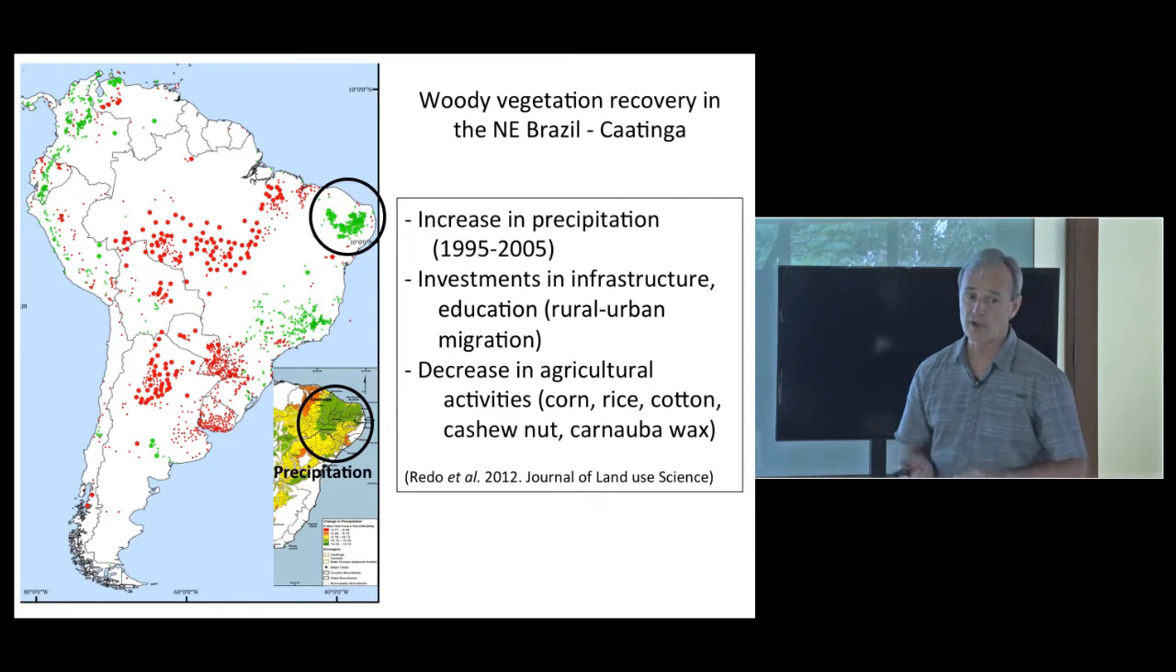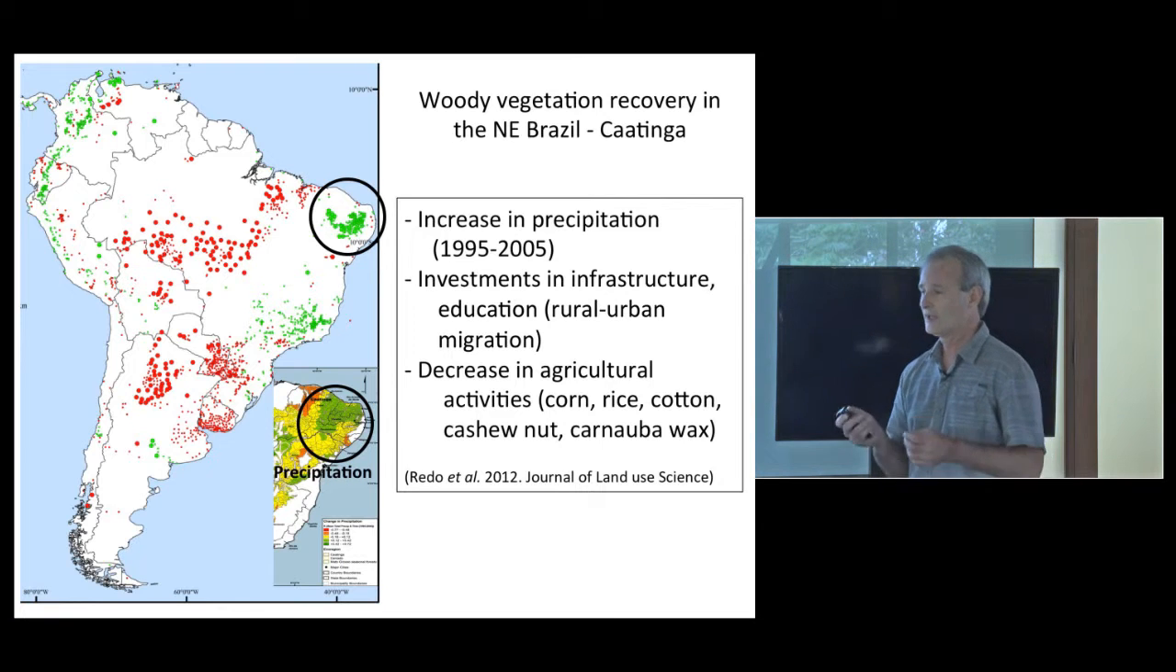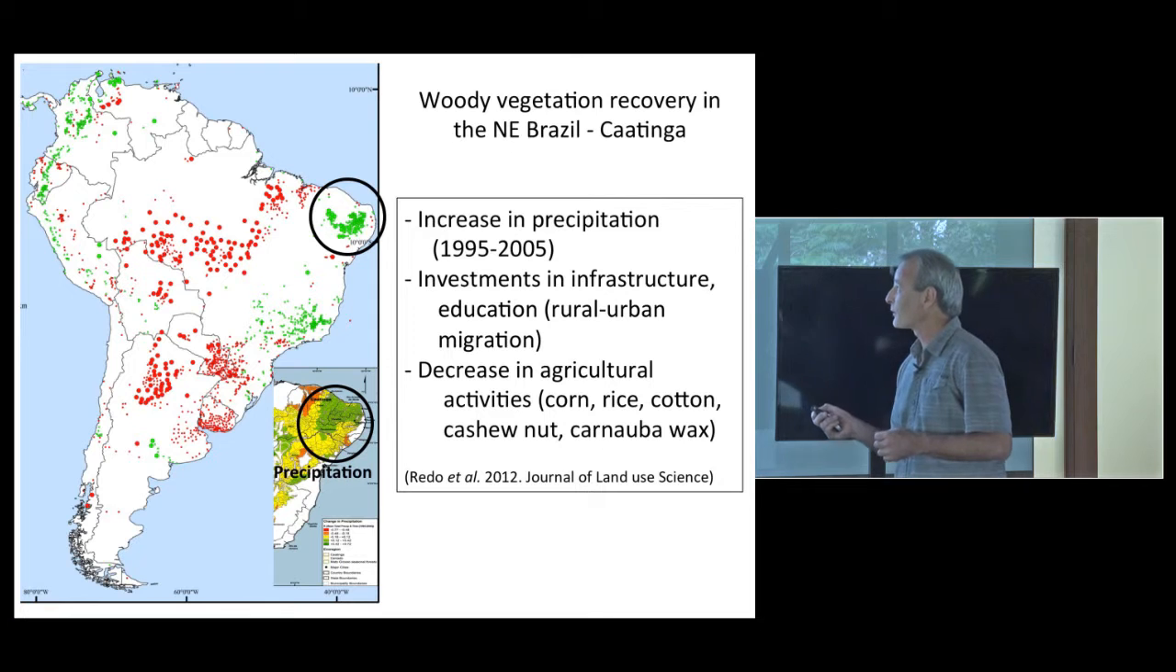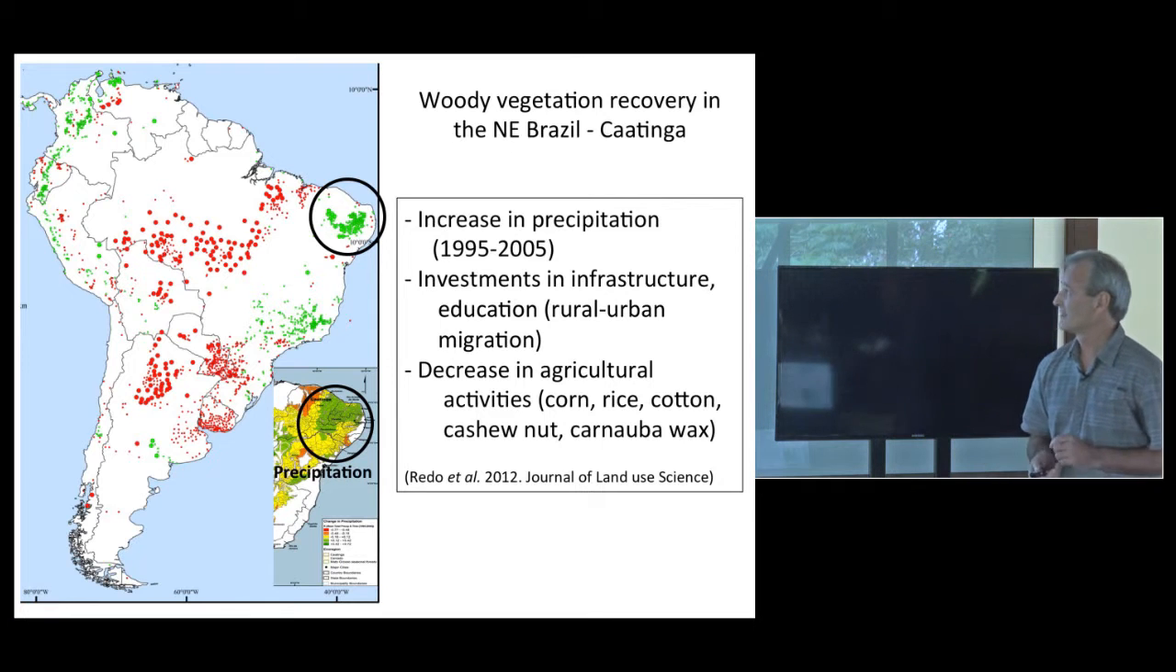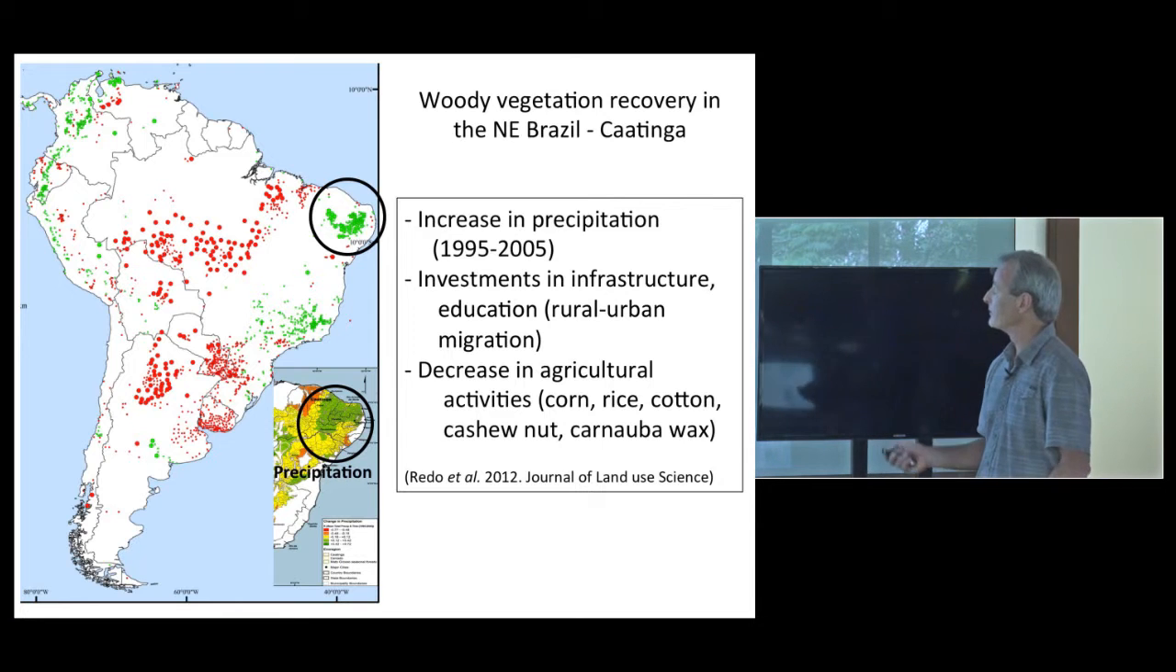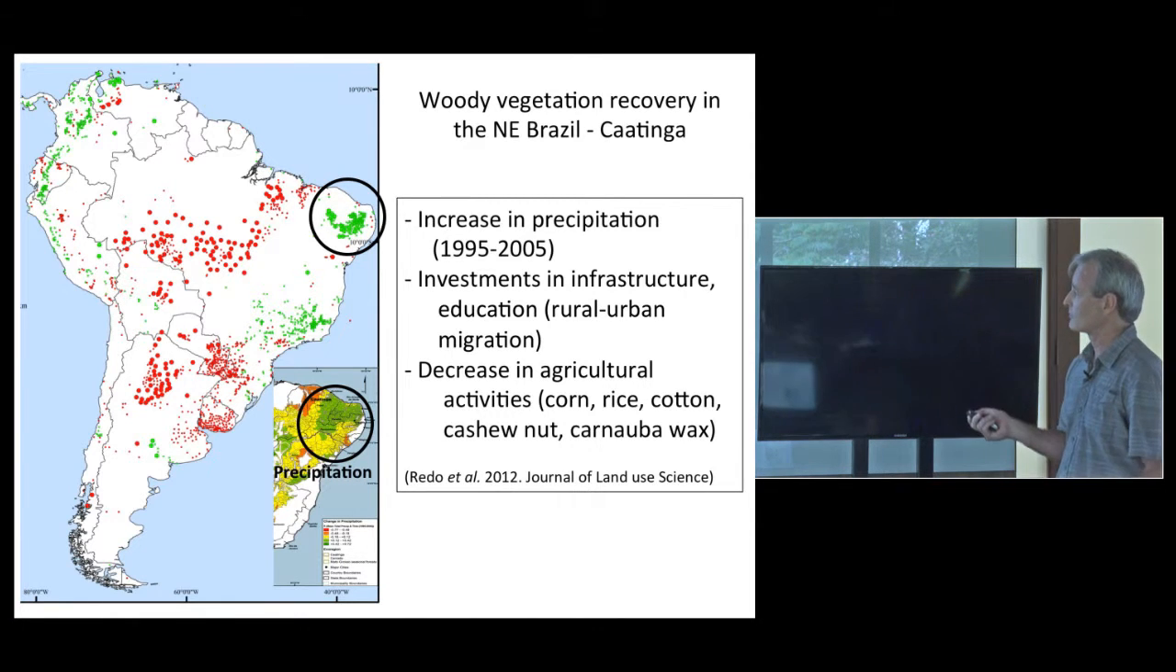And there still are processes of desertification, but our data suggest that there's also a lot of reforestation going on there. So when we tried to understand better, one of the things that we found similar in northern Mexico, over the 10-year period of 95 to 2005, there was an increase in rainfall in that region.